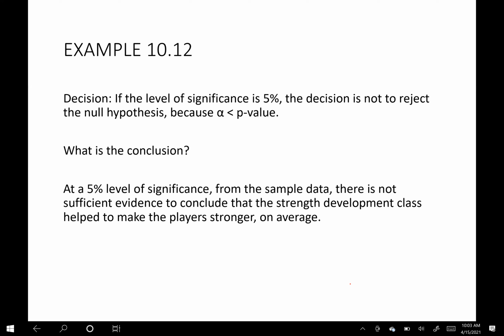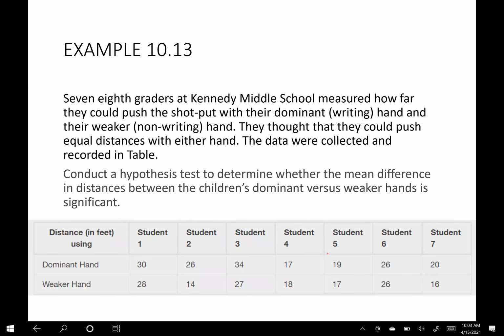So as you can see in this section, all you're going to do is calculate the differences between before and after or whatever, and you're going to run a t-test on that data. And then you're going to find the p-value, compare it to alpha, and reject or do not reject your null hypothesis. Okay, so this is the last one.